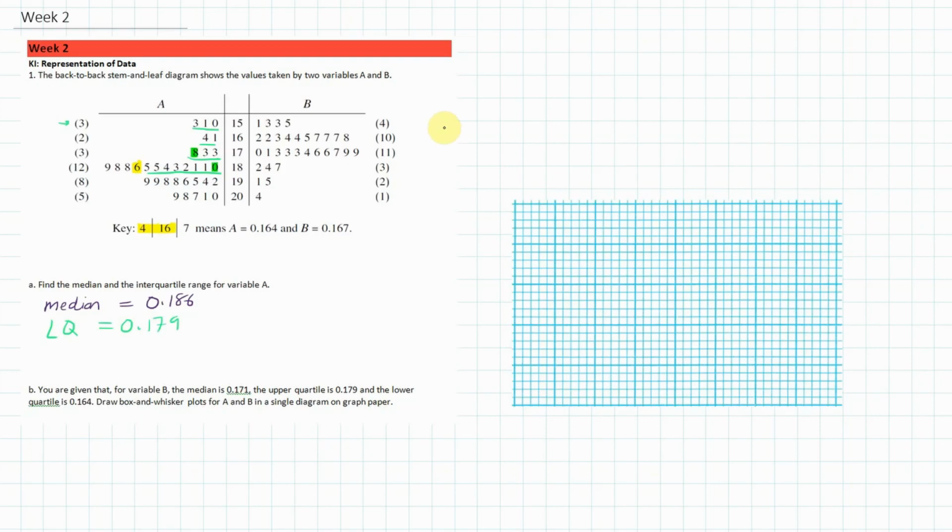And now we do the upper quartile. For the upper quartile, we're looking at the top 16 pieces of data. Halfway there is the 8th and 9th. So 1, 2, 3, 4, 5, 6, 7, 8, and 9. Since they're the same, it's 0.198. And therefore we can say the interquartile range is equal to 0.198 minus 0.179, and that gives us 0.019.